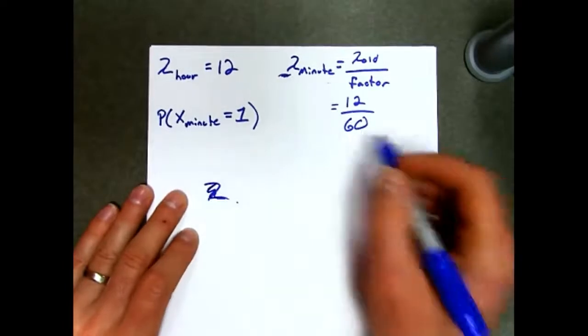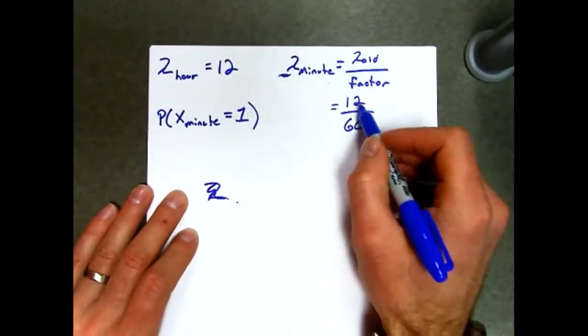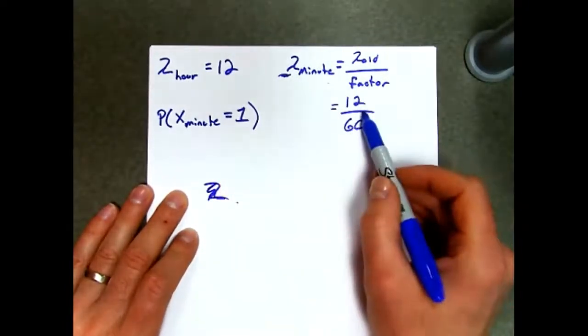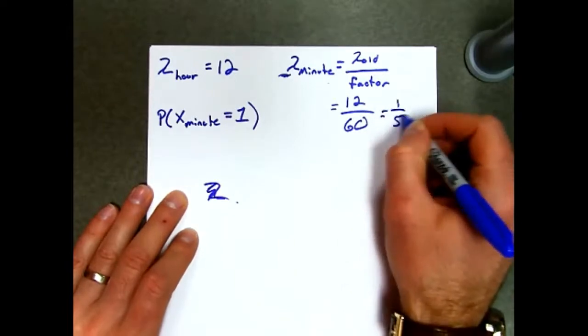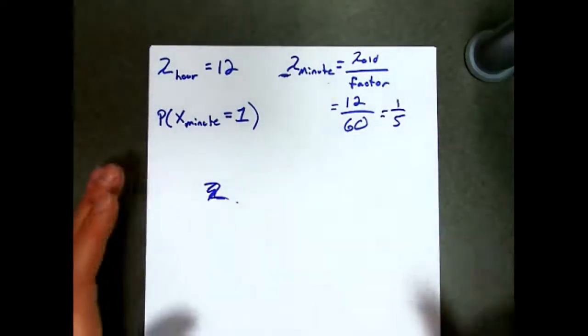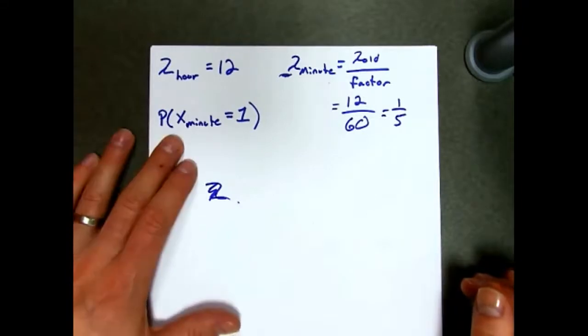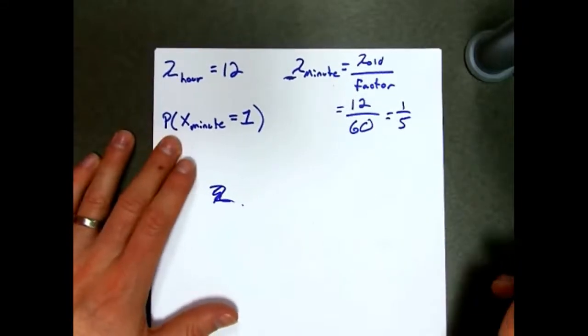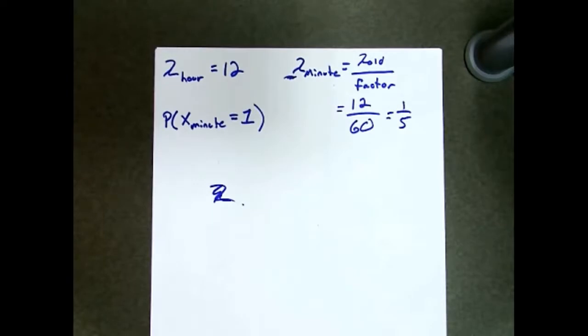So here's my average rate. Now if I get 12 emails an hour, on average, I'm going to get 1/5, one fifth of an email every minute. So I now can use my Poisson distribution equation.